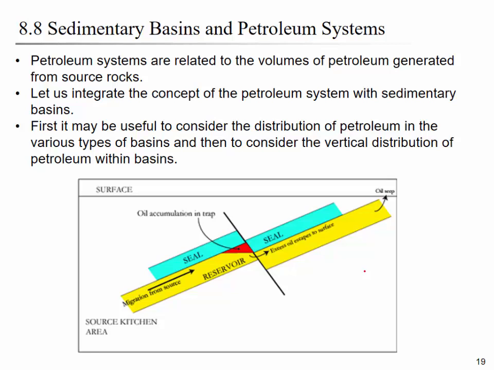Then, how are these sedimentary basins related to the petroleum system? Petroleum systems are related to the volumes of petroleum generated from the source rock. So let's keep our concept and then correlate with the petroleum system. It may be useful to consider the distribution of the petroleum in the various types of basin, and then to consider the vertical distribution of the petroleum within the basin. This gives you an idea about the traps. You have a migration, then accumulation, and if more petroleum is coming in, and this is already filled up to the spill point, the subsequent flow will just pass through to the upper surface, right?